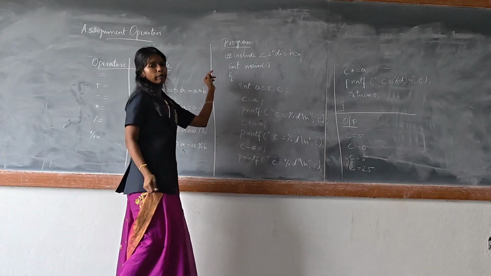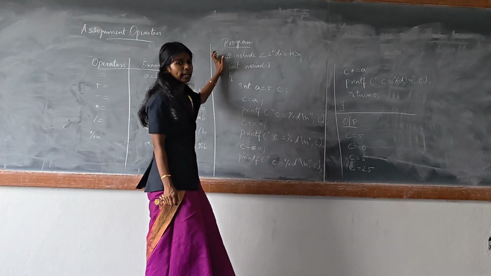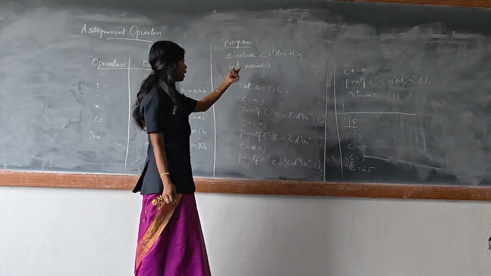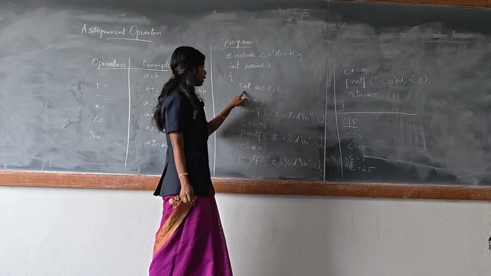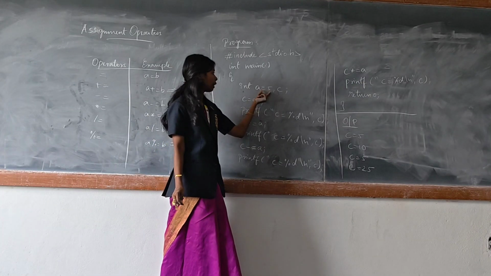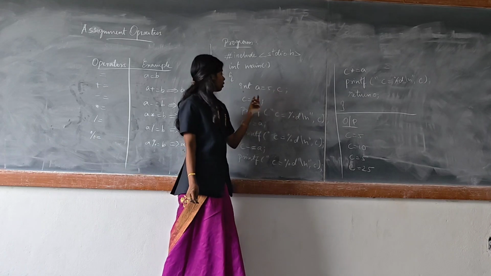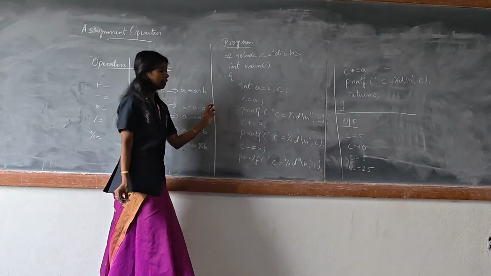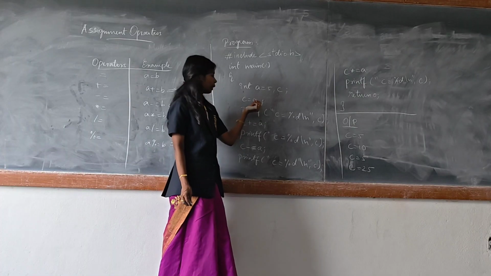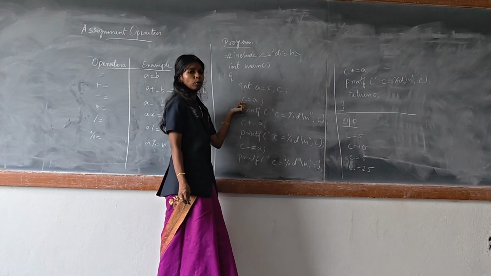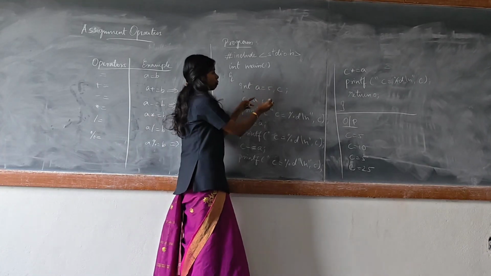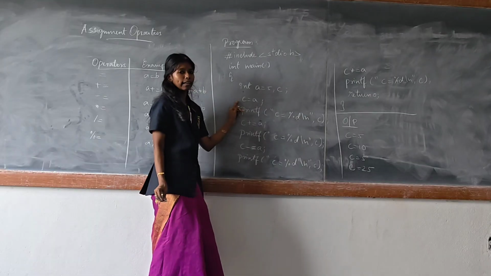First I have written hash include stdio.h. This is the header file of every C program. Next I have opened a main function. In this I have assigned a value to A, and B and C. Now I have assigned C equal to A, so the value of A is assigned to the left side operand C. The value of A is 5, right? So the value 5 is assigned to C.